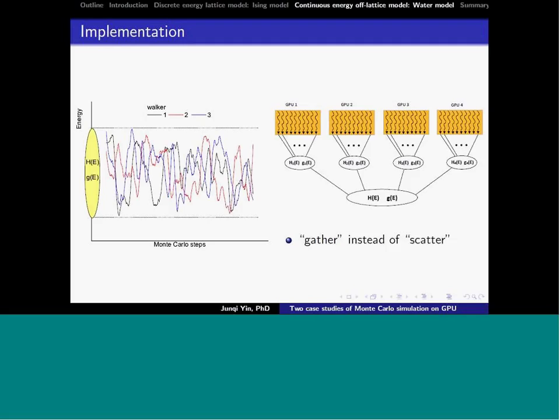Which part of the calculation is actually done on the GPU? For both cases, the Ising model and this water cluster model, all the calculations are done on the GPU. So I don't use the GPU as an accelerator. Basically, initially, I memory copy all the data from host to the GPU, and do all the calculation on the GPU. The CPU is basically used as a synchronization point.